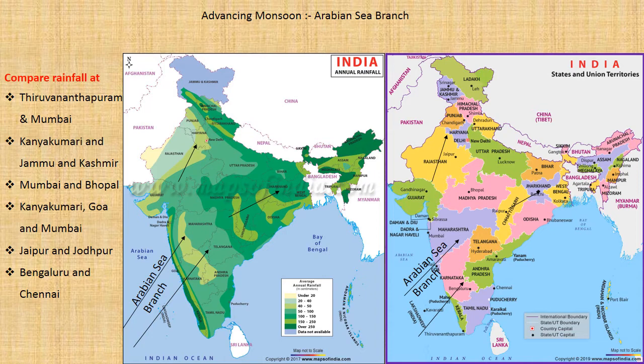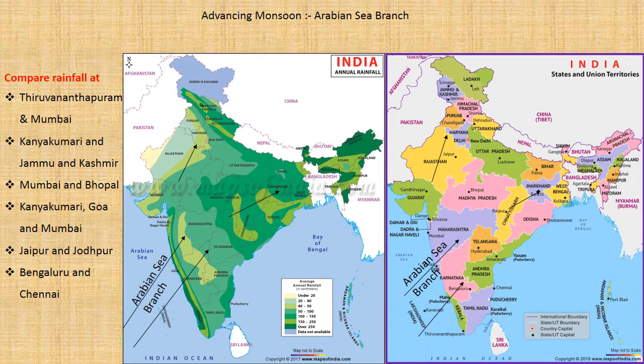Now let's go to the next question. Kanyakumari and Jammu and Kashmir will compare. Kanyakumari lies to the southern tip of India and Jammu and Kashmir lies to the northern tip of India. The southwest monsoon winds, both the branches, the Arabian Sea branch and the Bay of Bengal branch, which we are going to learn ahead, will lose moisture till they reach Jammu and Kashmir. And Kanyakumari is the place which faces the southwest monsoon wind first. And that's the reason Kanyakumari will have heavy rainfall compared to Jammu and Kashmir. Now, let's go to the next question.